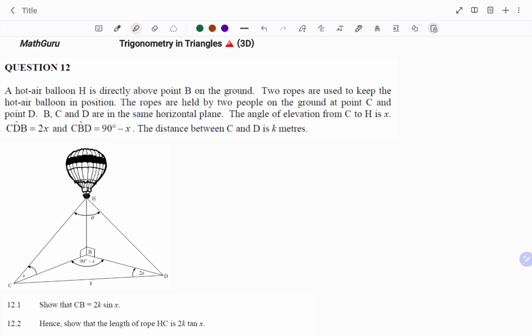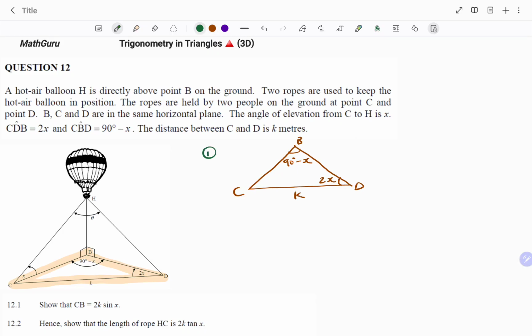If you look at the diagram given, to find CB, I'm going to use the triangle BCD as shown. And if I have a quick sketch of that, I have B, which has been given as 90 degrees minus x. I have the angle at D, 2x. And then I have C and the distance between C and D, that's k.